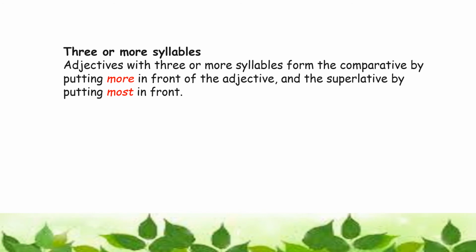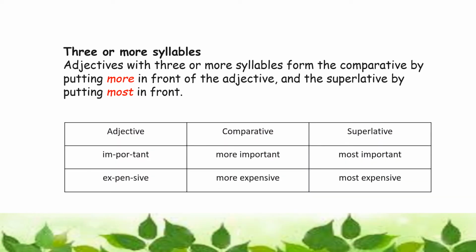Three or more syllables. Adjectives with 3 or more syllables form the comparative by putting more in front of the adjective and the superlative by putting most in front. So we have here the adjective. This is a 3-syllable word. Adjective, comparative, superlative. So important. We have expensive. More important. As a comparative, we add more. Most important, we add most for superlative. So always take note of that.